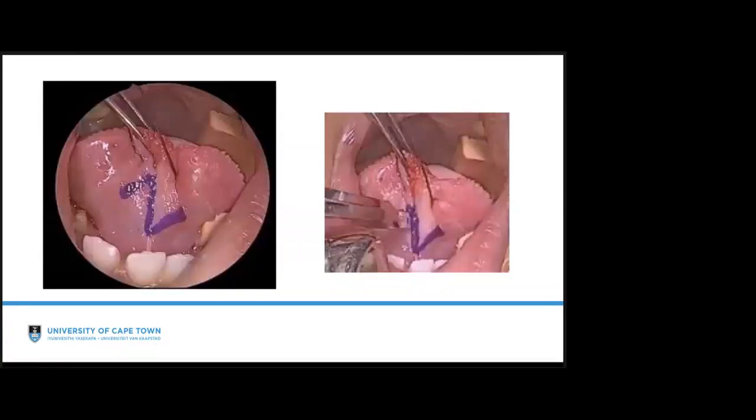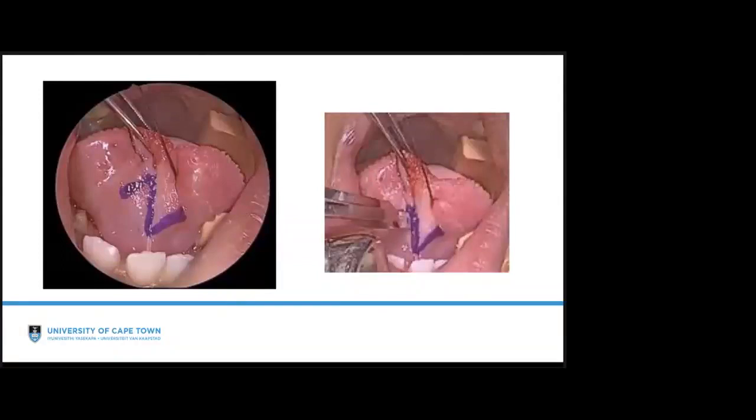On the other hand, a Z frenuloplasty can also be performed, and the surgical steps are basically starting by placing a silk stitch through the tongue tip to retract the tongue and hold it in place, apply adequate lignocaine with adrenaline, and one can draw the Z-plasty incisions, which can be appreciated in these images.